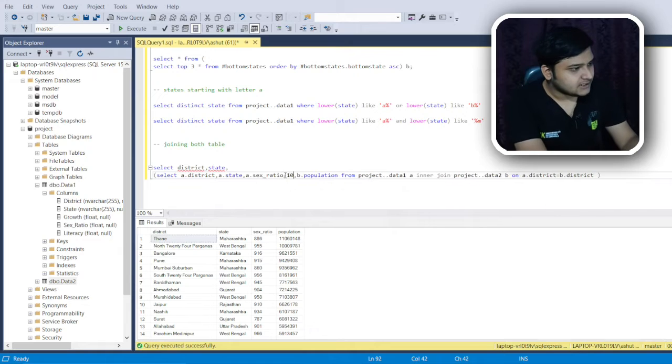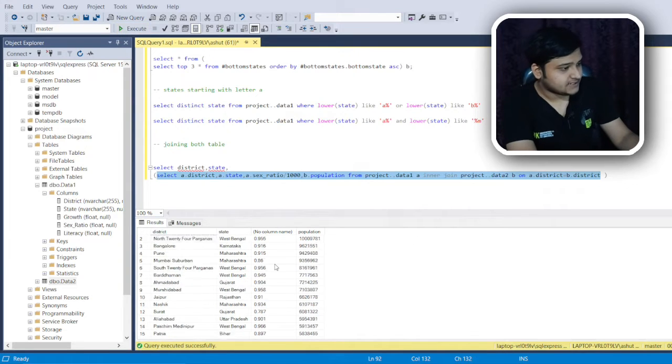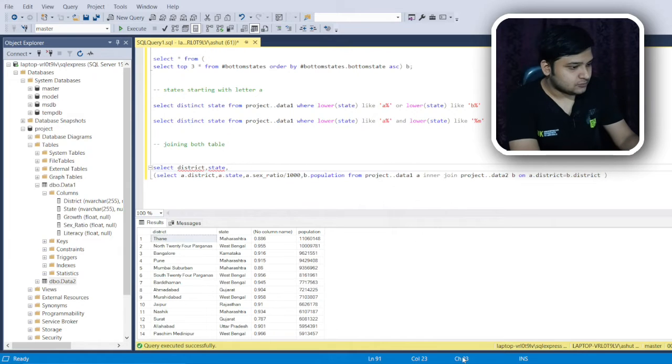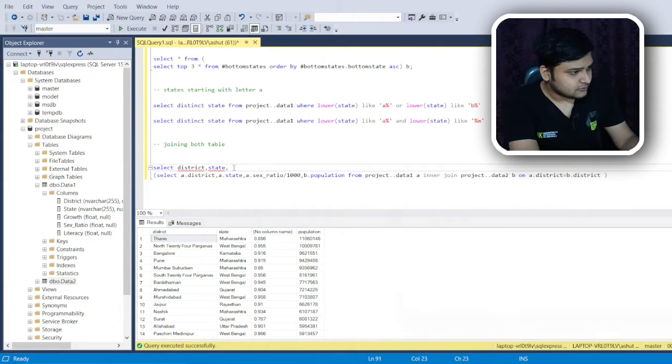So I would divide this by 1000, and let us run the query to see what output we are getting and if the number has been converted to a decimal number. So that's it. Yeah, we got the output here. Now everything is okay, so we'll just be applying this particular formula here. I'll just be dividing population by, and inside this I would be writing sex ratio plus 1. So this is the males, and similarly what is the total number of females formula.